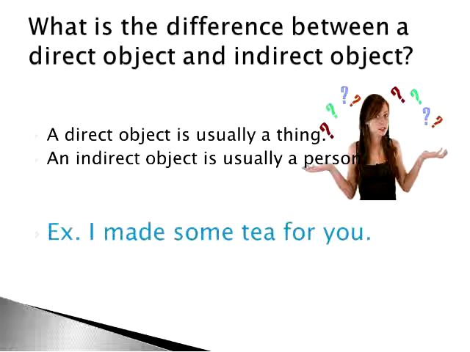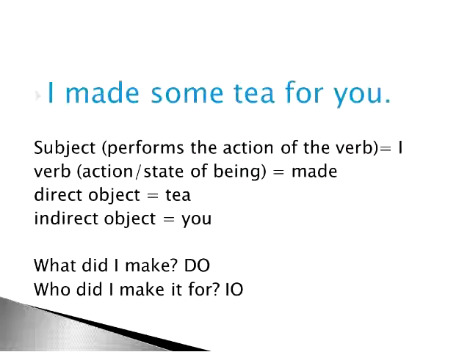I gave you a practice sheet. So the first one is this example I provided: I made some tea for you. So we want to find out what the subject is. That's the S, the V, the verb, DO, direct object, and IO, indirect object. In this case, the subject is going to be I. Then you have made as a verb. Your direct object is the tea. Remember, it's usually the thing, and the indirect object is you, a person.